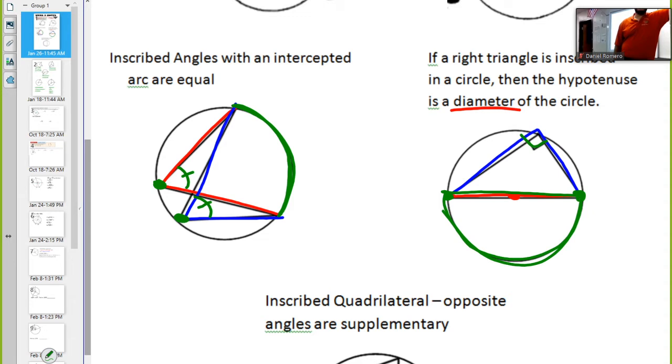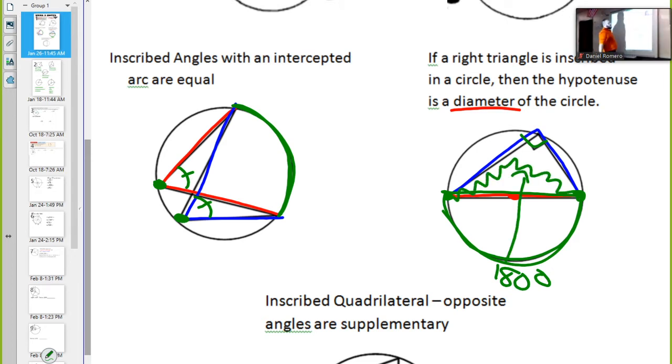How many degrees are there in a circle? 360. Well, I cut a circle in half. How many degrees are there in half of a circle? 180. And if we just learned that an inscribed angle has half of the degrees of the arc that it's eating, here's the mouth, it's just eating half of the circle. What's half of 180? 90. Good.